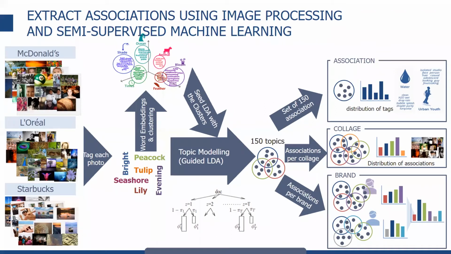So just once again, we're going to extract three things. This set of associations, which forms the space where different brands are mapped, right? So every brand is associated to a certain degree with some of these associations. Every collage has a set of associations, and we're going to aggregate them by brand. Okay, next slide, please.